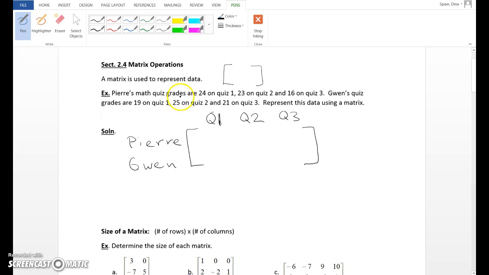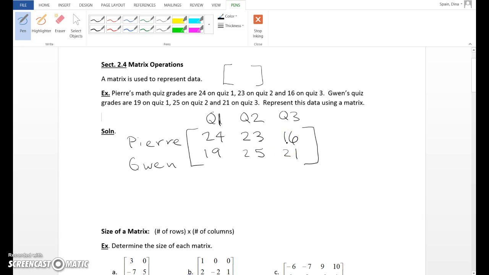So Pierre for quiz 1 was 24. For quiz 2, he got 23, and for quiz 3, he got 16. Do the same thing for Gwen. Gwen, she got 19 on quiz 1, 25, and a 21. So there's a matrix right there where your rows are the students and then the columns are the quizzes.